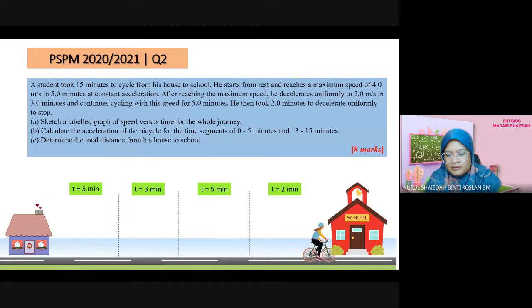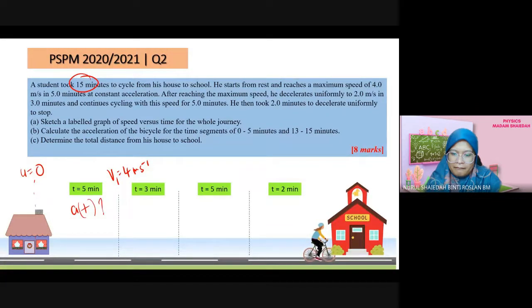Okay, so what information do we have here? The journey takes 50 minutes, so the total journey here is 50 minutes. And then he start from rest. So this is his house, so we put here u is 0. And then it reached maximum speed of 4 meters per second in 5 minutes. So within 5 minutes, it reached V1, 4 m s^-1. Within 5 minutes, its speed is already 4 meters per second. With constant acceleration, meaning the acceleration is a positive value, unknown.